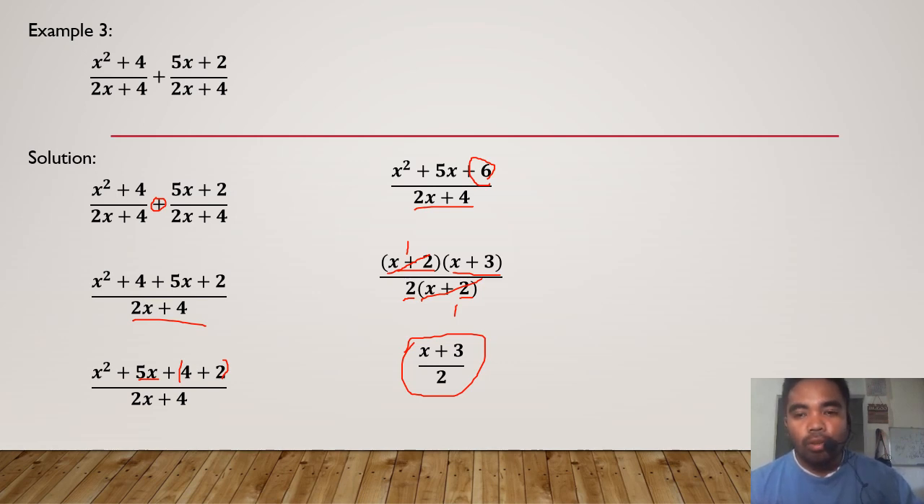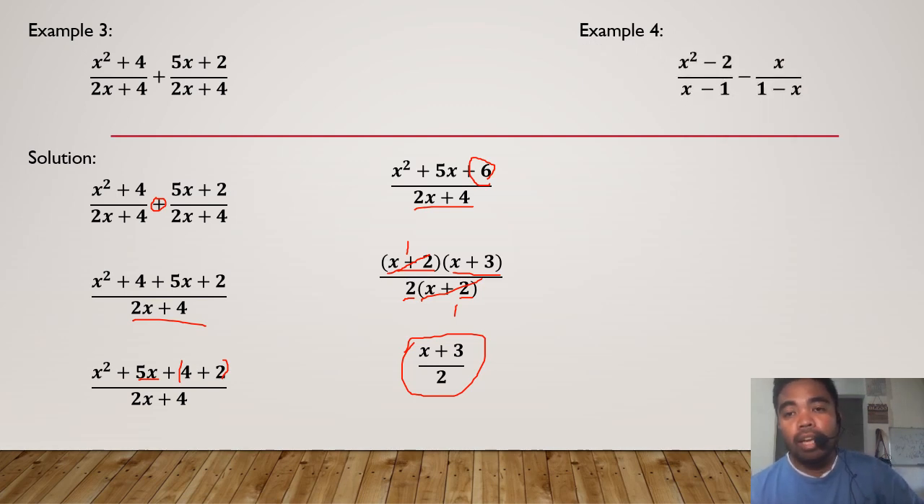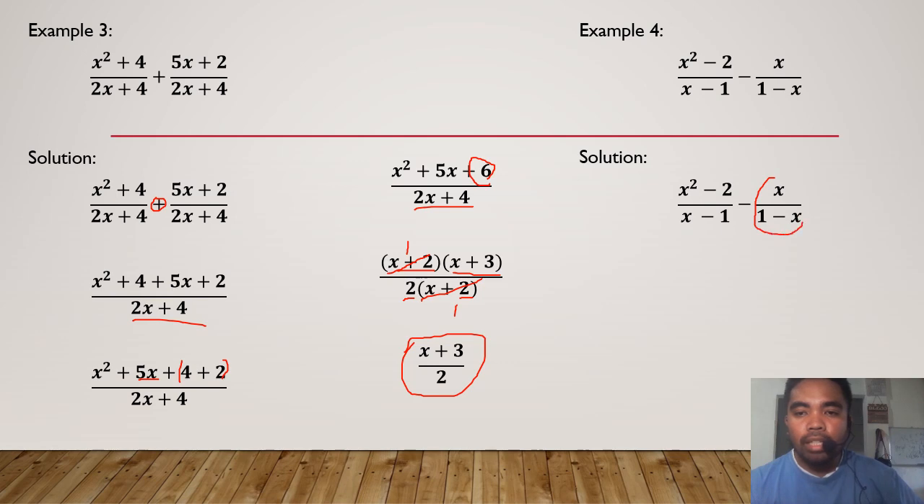Next, let's go to our example number 4. Example number 4 is x squared minus 2 over x minus 1 minus x over 1 minus x. So, here's the solution. Dito sa ating example, kung makikita natin, ang ating pangalawang fraction is kabaliktaran yung denominator sa nauna. So, gagawin natin is i-multiply natin siya sa negative 1 para magiging same sila ng denominator sa ating first fraction. Okay?